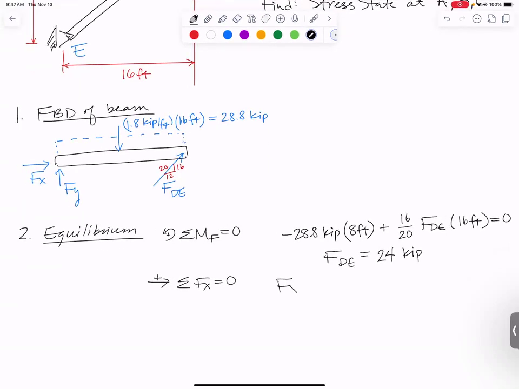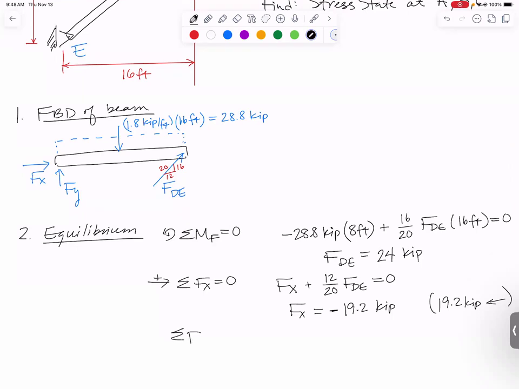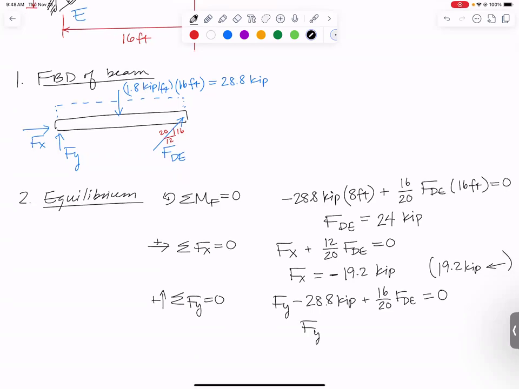In the X direction, I have Fx to the right plus the horizontal component of FDE. That has to equal 0. Fx comes out to be minus 19.2 kips, meaning I drew it in the wrong direction. So it's actually 19.2 kips to the left. I sum forces in the Y direction. I'll have Fy minus 28.8 kips from the distributed load, plus that vertical component, 16/20ths of FDE, all has to sum to 0, and we get that the Y component of the force at point F is positive 14.4 kips. So I found all of the forces that act on that beam.